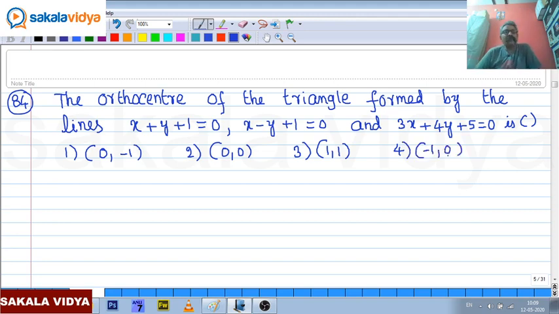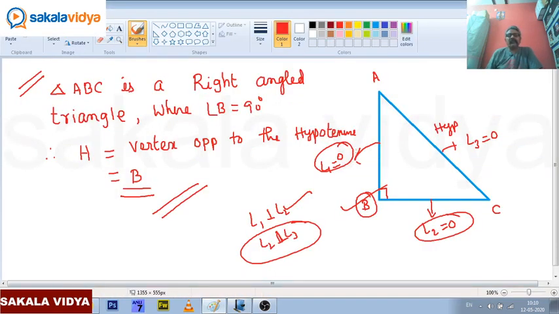So whenever these kind of questions are given, the orthocenter of the triangle formed by the lines x plus y plus 1 is equal to 0, x minus y plus 1 is equal to 0, and 3x plus 4y plus 5 is equal to 0, we need to check whether any two of them are perpendicular. If they are perpendicular, directly solve those two equations, and the point of intersection is the orthocenter. For example, if L1 is equal to 0 and L2 is equal to 0 are perpendicular, the point of intersection of these is the orthocenter.